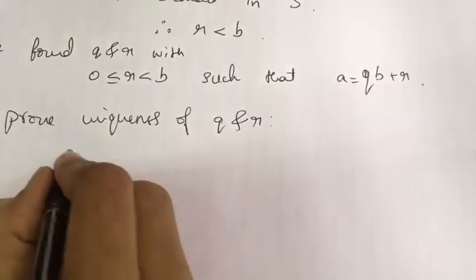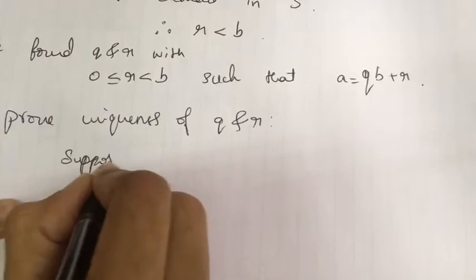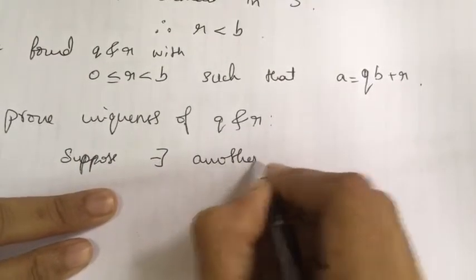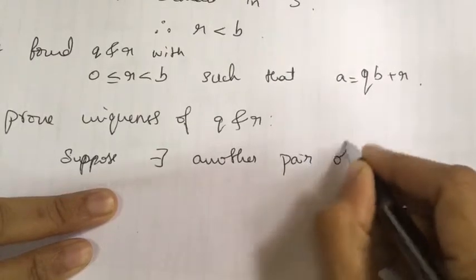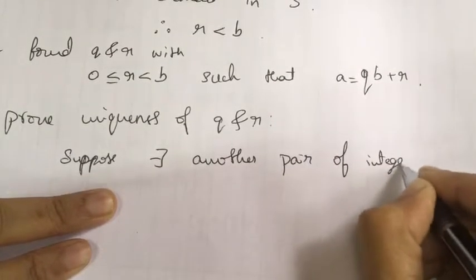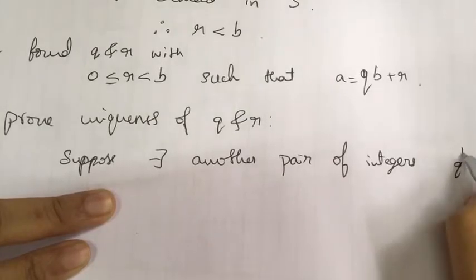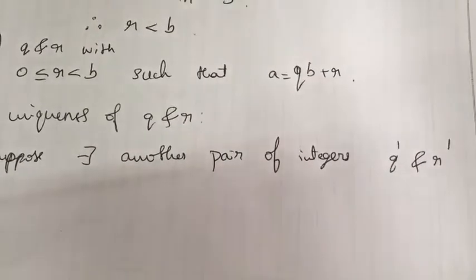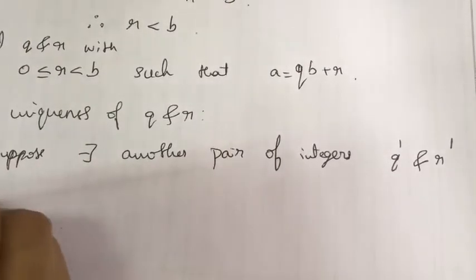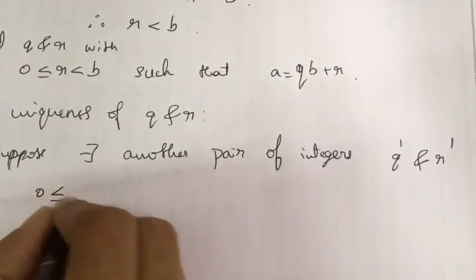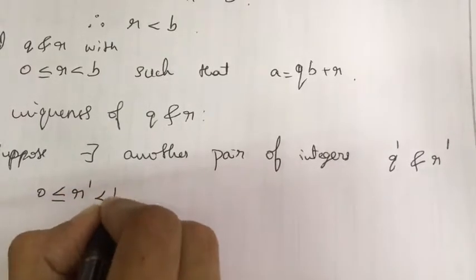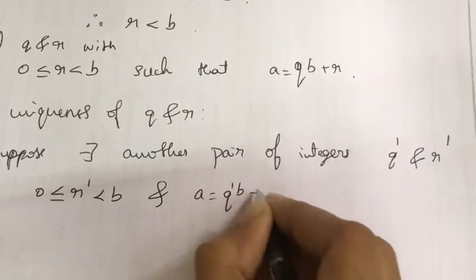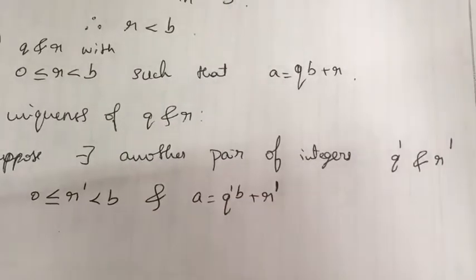suppose there exists another pair of integers, say Q dash and R dash, okay, such a way that 0 less than or equal to R dash less than B and A equal to Q dash B plus R dash.